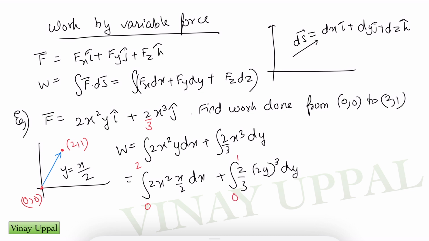Now it's a very simple integration. You can calculate the work done on your own. It comes out to be 16 by 3. If it's in SI units, then it will be in joules. So I hope you understood how to calculate the work done. If the force is not conservative, then they will specify the path. The path is basically used to convert this y into x and x into y in your integration.